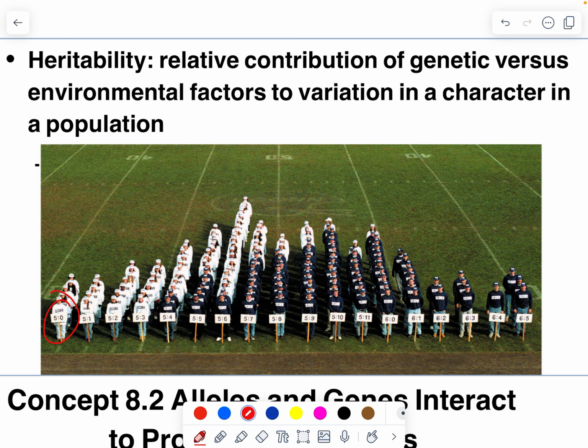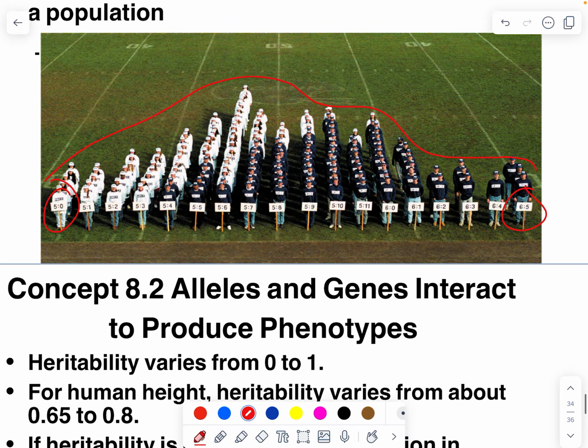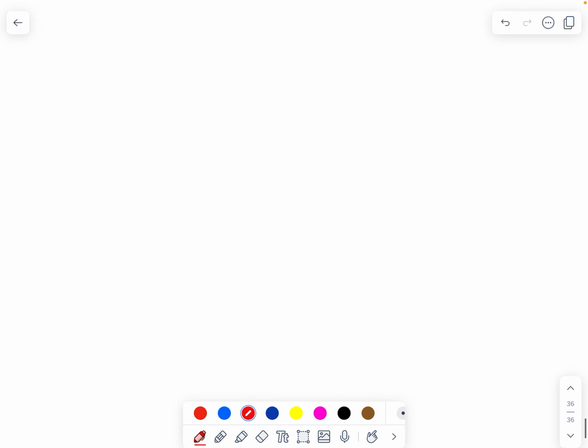Heritability, here's height, 5'0", 6'5". Looks like a bell curve, huh? Heritability varies. If heritability is 65%, the variation due to genetics is 65%, and 35% is due to environmental effects: stress, home life, eating, vitamins. Heritability estimates apply only to variation within populations, not individuals, of course, and this is a population of human beings. All right, so this is just examples of how it's not just Mendelian genetics.